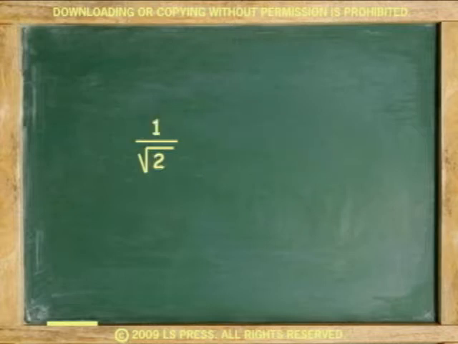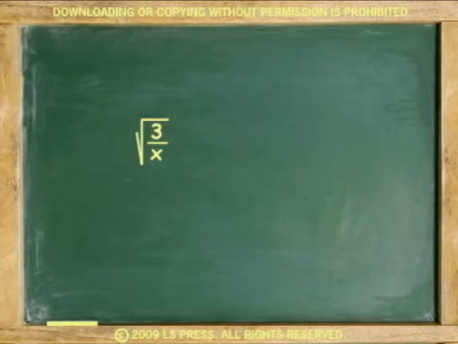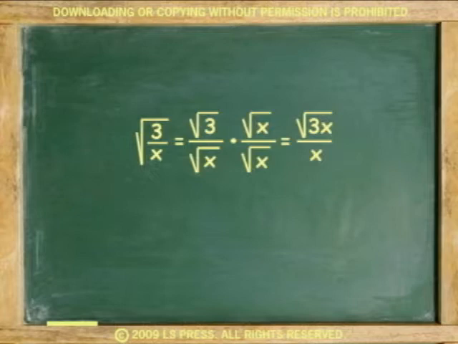Now, take a note of this. A rational expression with a radical in the denominator has not been completely simplified. To simplify it, multiply the fraction by 1, using a ratio made up only by the number or expression in the denominator. For example, radical 3 over x. This is how it is simplified.